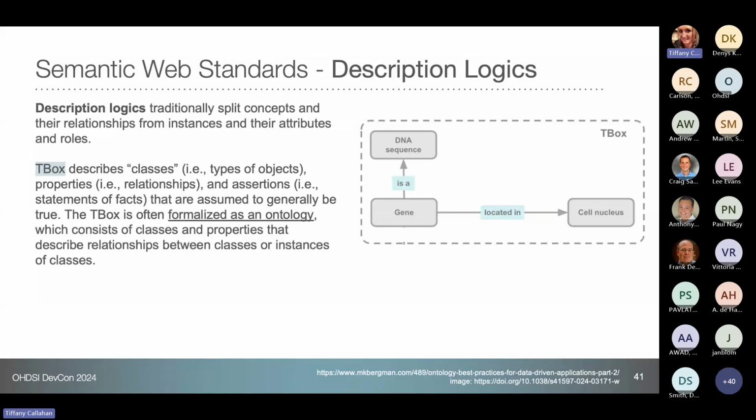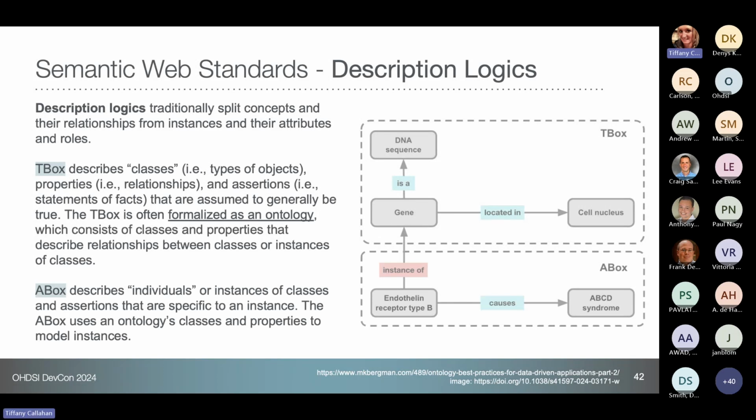The T box is often formalized as an ontology, which consists of classes and properties that describe relationships between classes or instances of classes. So for example, in the figure, gene is a DNA sequence that is located in the cell nucleus. This is a T-box assertion. But description logic also allows for A boxes. So A boxes describe individuals. So if you think about classes as canonical knowledge, so P53, this means all P53s. But we might want to talk about a specific kind of P53 for a certain experiment we run, or how P53 relates to certain organisms.